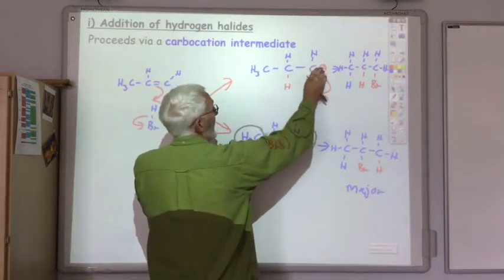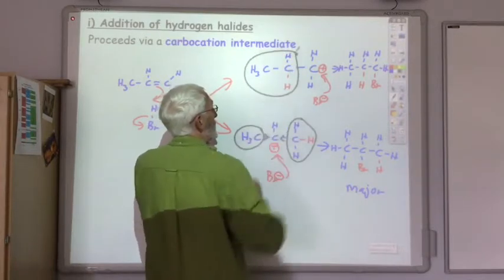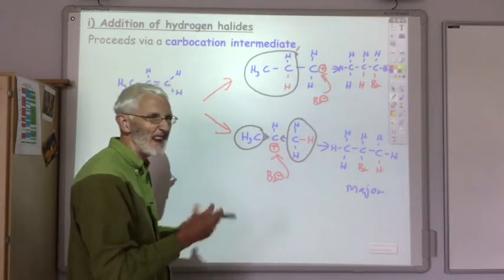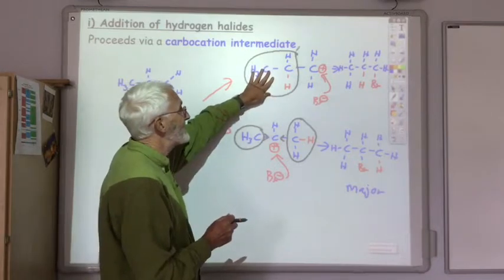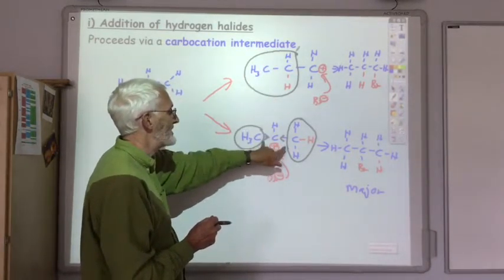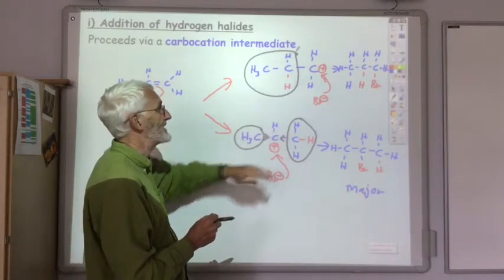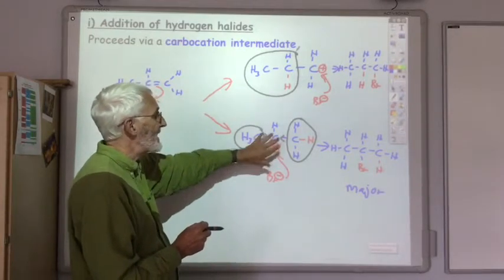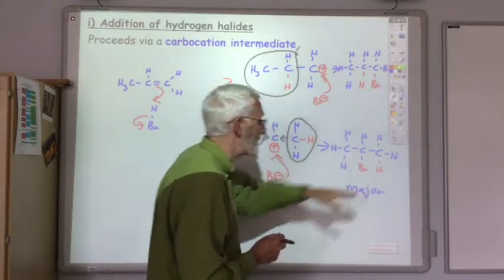Now this carbocation up here is only attached to one alkyl group. It's an ethyl group. It's bigger than the methyl groups, but the size of the alkyl group isn't really important. This is partially stabilized by one alkyl group. This is partially stabilized by two alkyl groups. So that stabilizes it to a greater extent. So this carbocation is more stable, hence this is the major product.